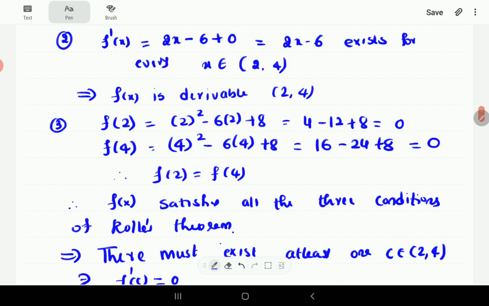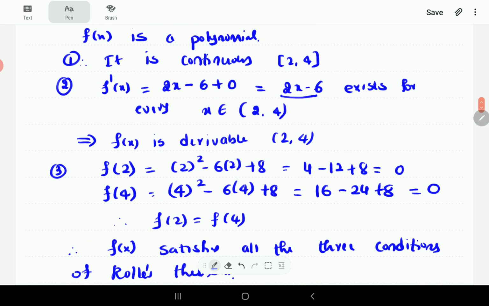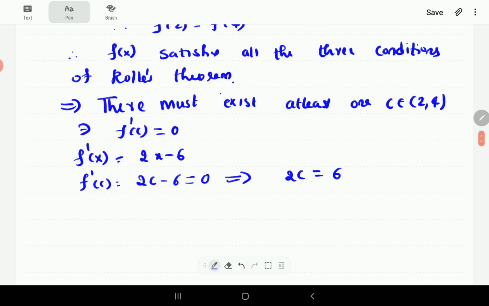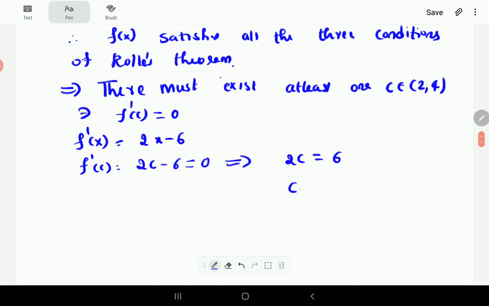We have found f dash of x is 2x minus 6. So therefore wherever x is there, let me put a c. Since we know f dash of x is 2x minus 6, f dash of c will be 2c minus 6 equated to 0. This implies 2c equal to 6. Dividing both the sides by 2, you will get c equal to 3. Obviously this 3 belongs to the open interval 2 comma 4.